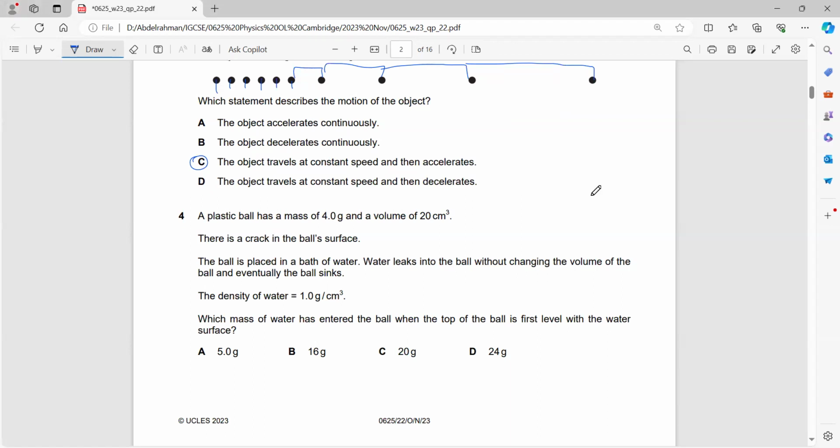Can you find the density of the ball? I mean the density of the water. Okay, never mind. The question is which mass of water has entered the ball. When the ball has just reached the surface of the water, how can I do it?